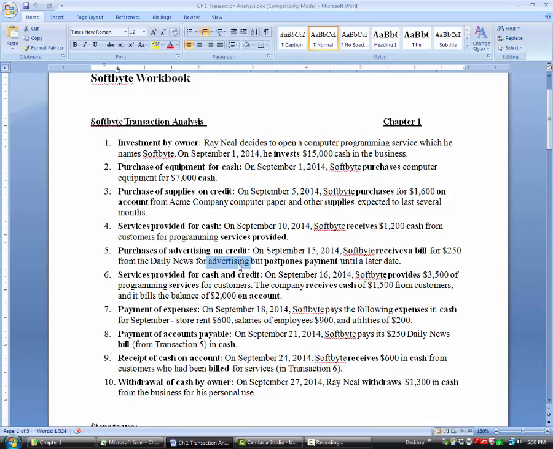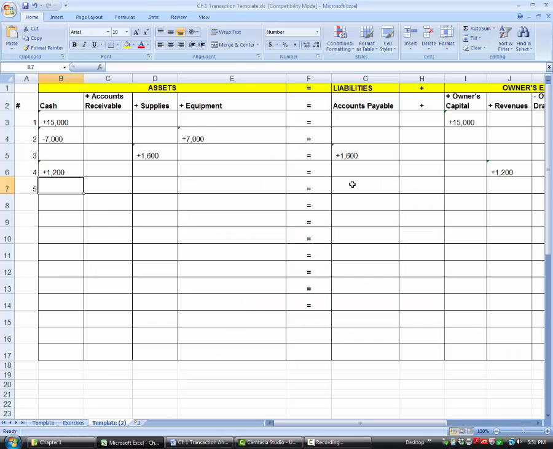Now let me just end the suspense and tell you that advertising is an expense for the company. Again, advertising is an expense. It's a cost of doing business. So this transaction is going to impact our expenses and it will also impact our liabilities because we still owe the money. So let's go ahead and look at the transaction analysis to see how we account for this transaction.